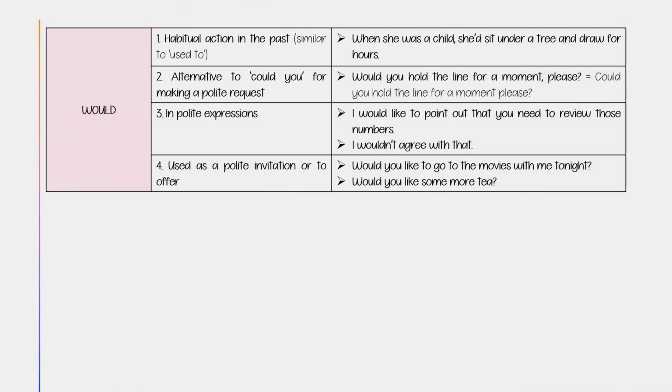Finally, would is often used in conditional sentences with a clause beginning with if, but it can also be used in the following situations. For a habitual action in the past, similar to used to: when she was a child, she would sit under a tree and draw for hours.